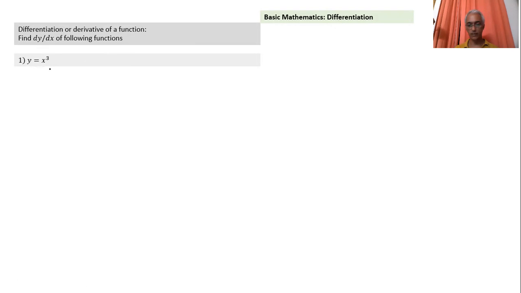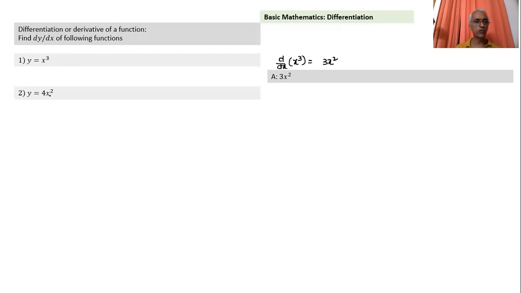This we have done a couple of times before. What is the derivative of this? How do we solve it? What is dy by dx? Dy by dx is equal to, putting the value of y, d by dx of x cubed, which is equal to 3 into x squared. So this is the derivative of the first one, x cubed.